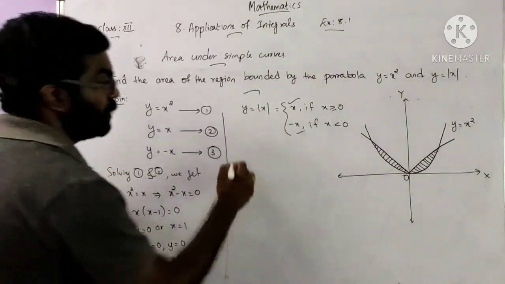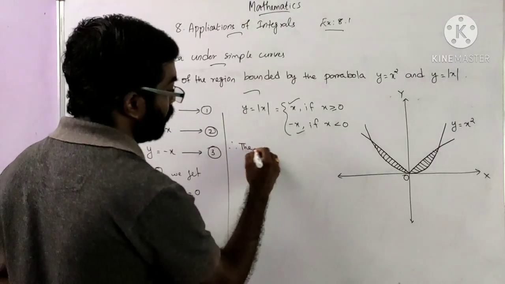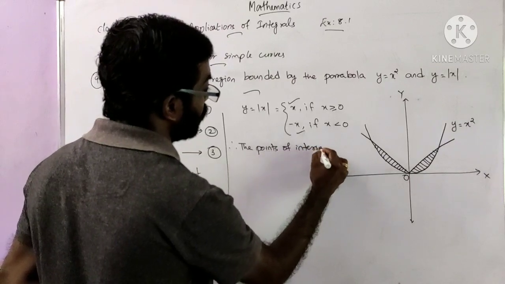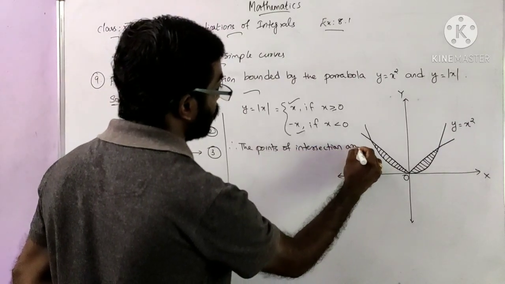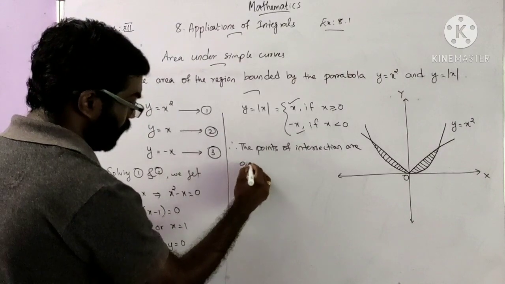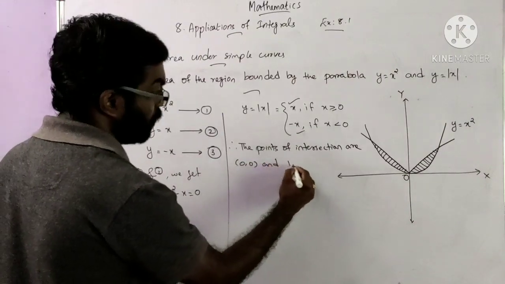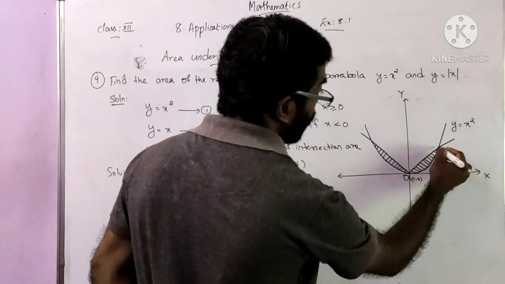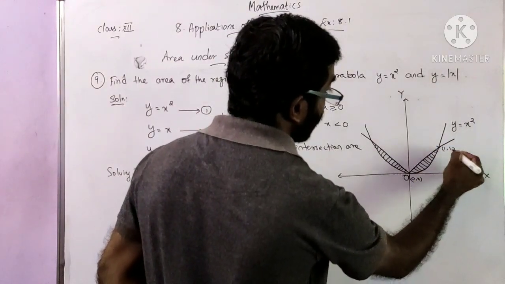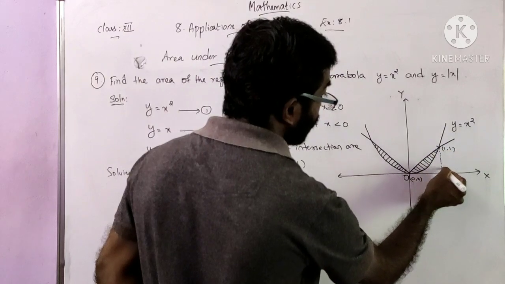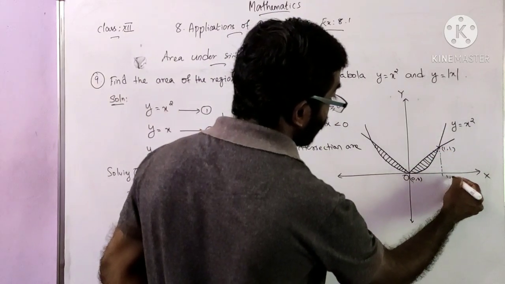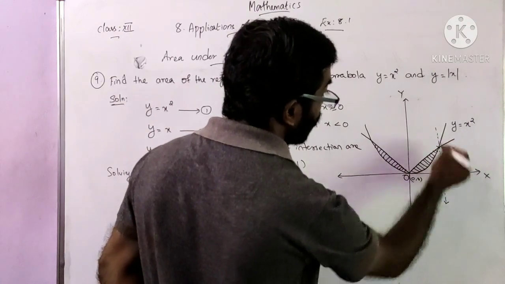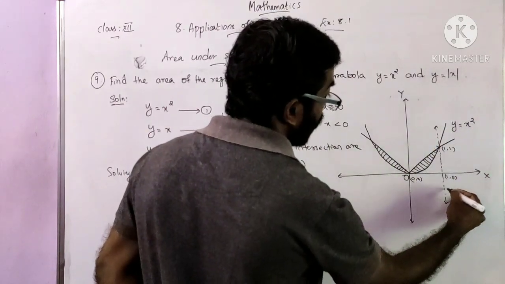Therefore, in the first case, the points of intersection are 0, 0 and 1, 1. So 0, 0 is this one, then 1, 1. So this is 1, 0. So here we can draw a line, x equal to 1.